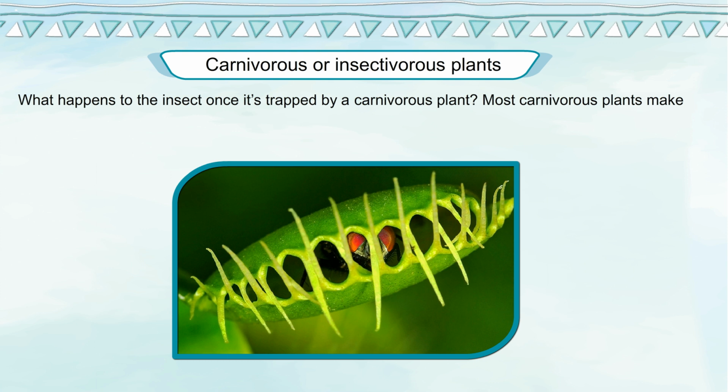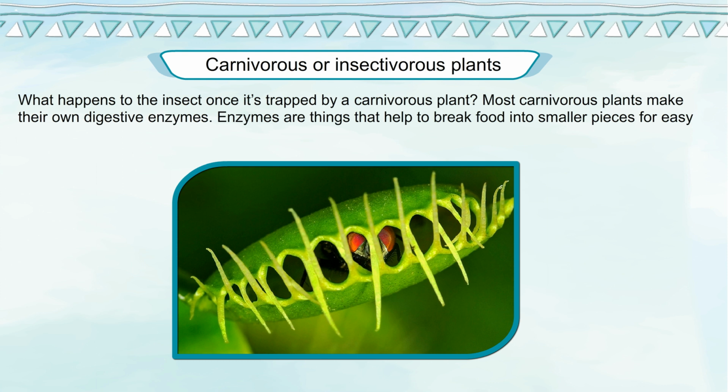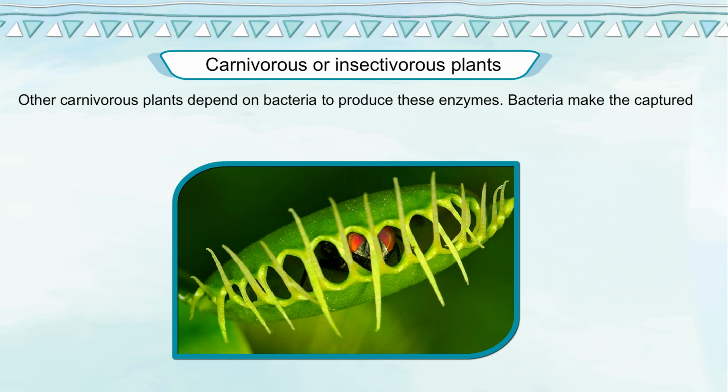What happens to the insect once it's trapped by a carnivorous plant? Most carnivorous plants make their own digestive enzymes. Enzymes are things that help to break food into smaller pieces for easy digestion. Other carnivorous plants depend on bacteria to produce these enzymes. Bacteria make the captured prey rot and the plant absorbs the nutrients.